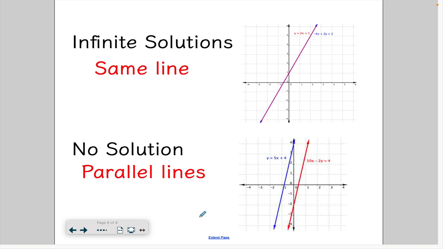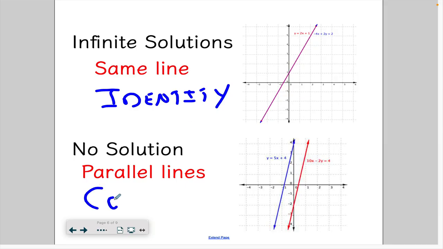Remember, if it's infinitely many solutions, you end up with the same line. If you're solving, you end up with an identity. That's where the left side matches the right side. No solutions would represent parallel lines. Well, if you were solving, what would you end up with? A contradiction. Good. It's easy to know when there are infinitely many solutions when you look at a graph. It's easy to know when there's no solution when you're looking at a graph. But if you're solving, you don't have the picture. An identity just means the left side matches the right side. A contradiction means the left side can't match the right side.